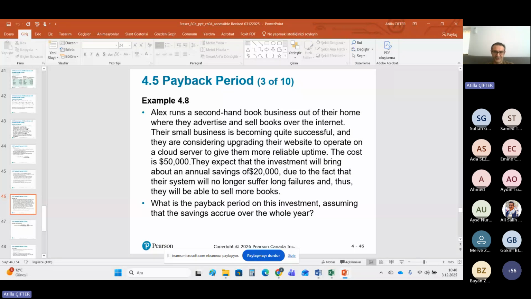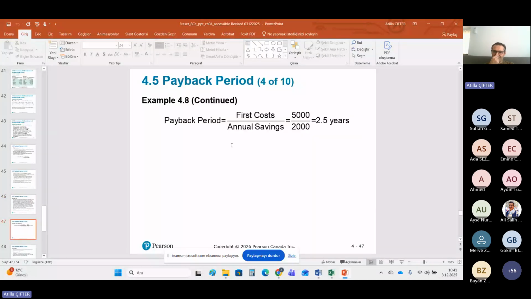You can easily understand. So what's the payback period on this investment? Assuming that saving occurred over the whole year, which means that saving is the same over the whole of the year. So how is that calculated? Payback period is first cost divided by annual saving. So $5,000 divided by 2,000, which is 2.5 years. So you recover the project cost in 2.5 years, right?